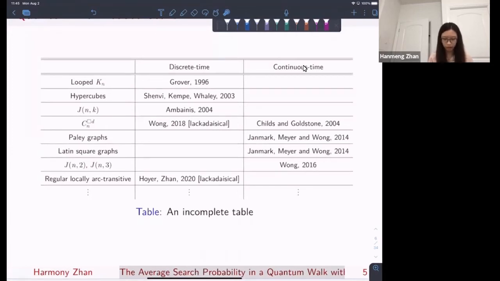And some strongly regular graphs, and distance-regular graphs with larger diameters, have also been studied in continuous-time search algorithms. And finally, there is a more recent paper by Peter Høyer and Zhan, who studied analytically the lackadaisical quantum walk proposed by Wong on any regular locally arc-transitive graphs. Okay, so this list goes on and on. I must admit that this is only what I know about this area. There are many other papers on this subject, and they use many different models of quantum walks to treat specific graphs.